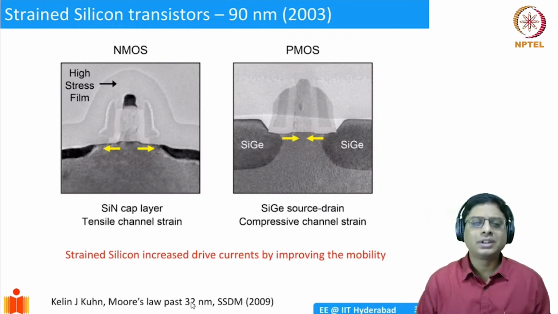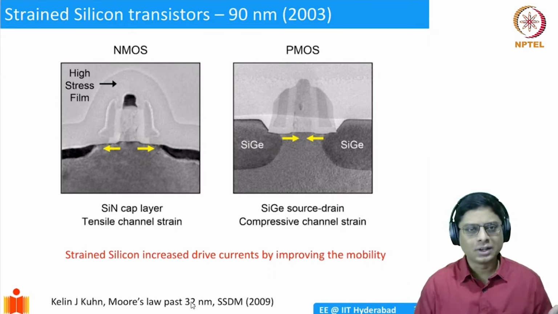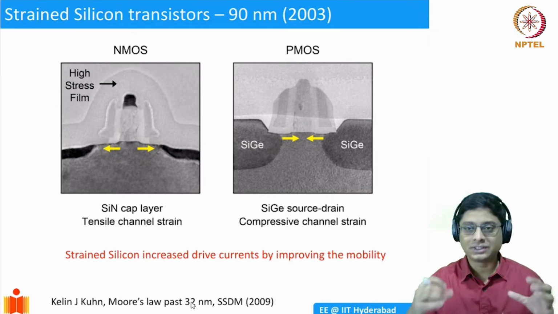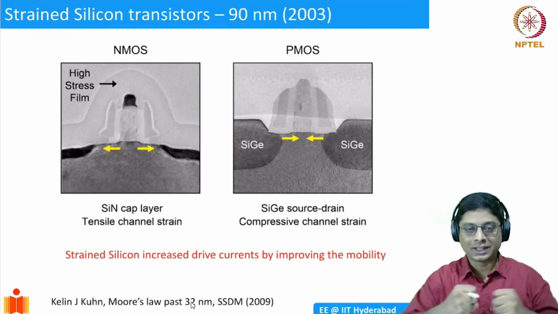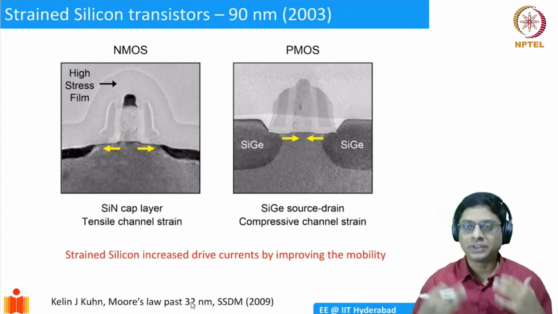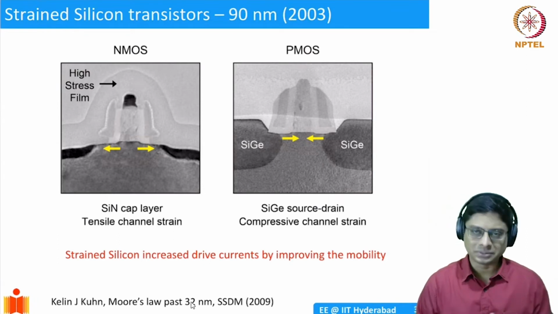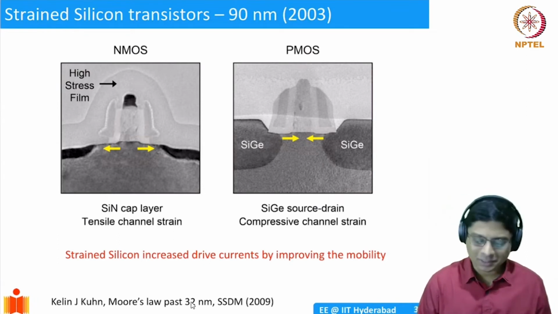The why and all that, of course, you have to get into a lot of detail that you'll probably do if you're doing research. But for now, I just wanted to introduce that. Okay, there is this concept of strain. That means your lattice is being manipulated to improve the drain current. This was done in 2003, and it worked for a couple of years.